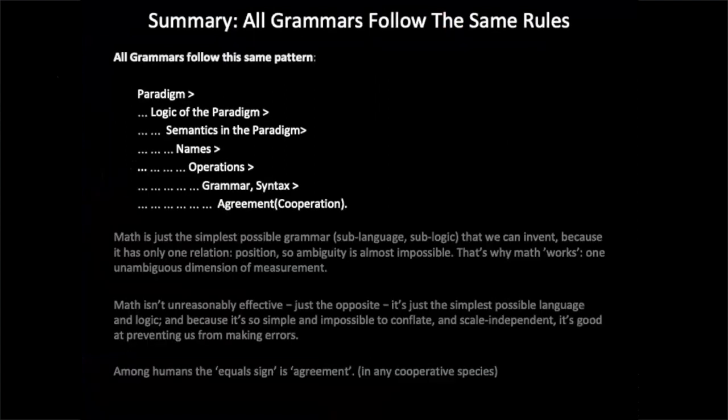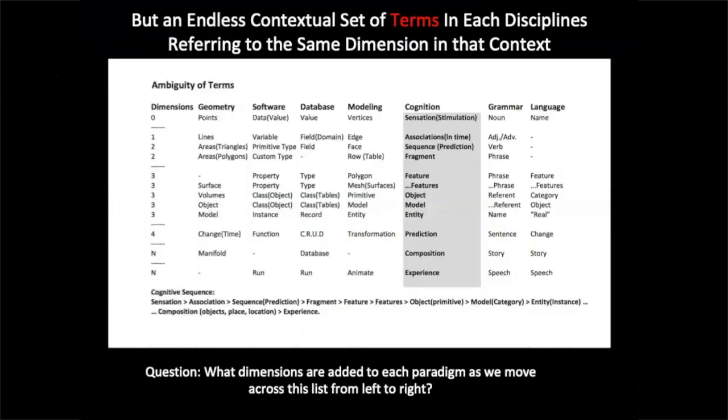So all grammars follow the same rule. I'm trying to repeat this: paradigm, logic, semantics, names, operation, the grammar and syntax, and the agreement for cooperation. So it's a protocol for communication. This is the protocol for all human communication. It's just a matter of the total experience, deflationary grammars and inflationary grammars. And then all we're doing on top of that is group strategy and values. So now we get to the next level. I find this interesting. The part where you get the agreement at the end of it is like signing off on the transaction. Well, that's what understanding is, right?